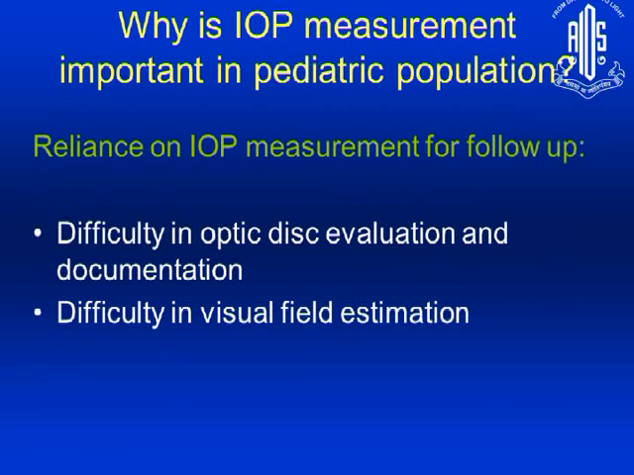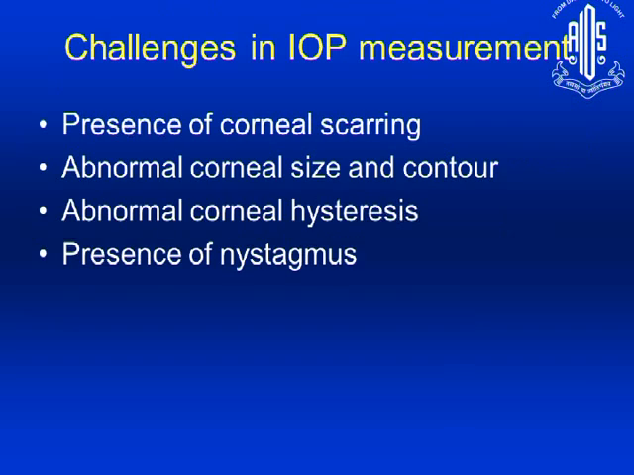And we also need to rely more on intraocular pressure measurements in this age group because there is a difficulty in optic-disc evaluation, in documentation, and in visual field estimation. But there are certain challenges in IOP measurement in this age group: the presence of corneal scarring, the abnormal corneal size and contour, hysteresis, as well as the presence of nystagmus, which is found in a large proportion of this population.